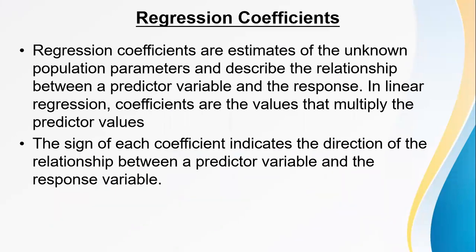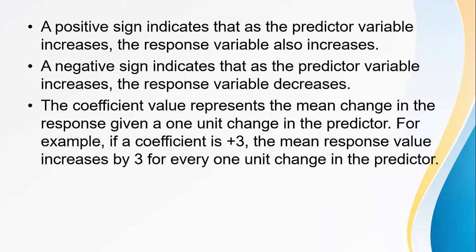What are regression coefficients? Regression coefficients are estimates of unknown population parameters and describe the relationship between the predictor variable and the response. In linear regression, coefficients are the values that multiply the predictor values. The sign of each coefficient indicates the direction of the relationship between a predictor variable and the response variable. A positive sign indicates that as the predictor variable increases, the response variable also increases. The negative sign indicates that as the predictor variable increases, the response variable decreases.